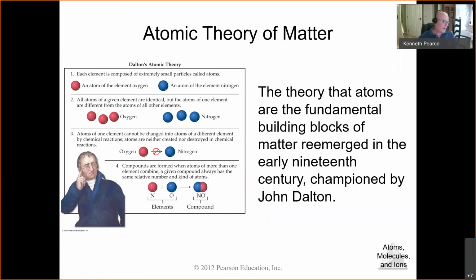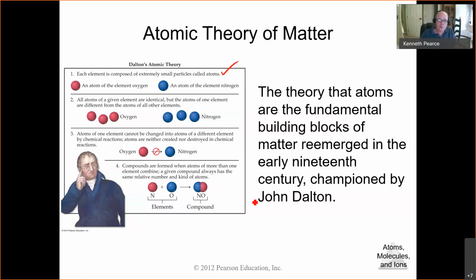Chapter 2 is about atoms and such. And way back when, there was this gentleman named Dalton. He was English. And prior to him, there really wasn't a good understanding of what matter is. And Dalton comes along and says, you know what? Elements are composed of atoms, okay? And all atoms of a given element are identical. But each atom of an element is different from other elements.